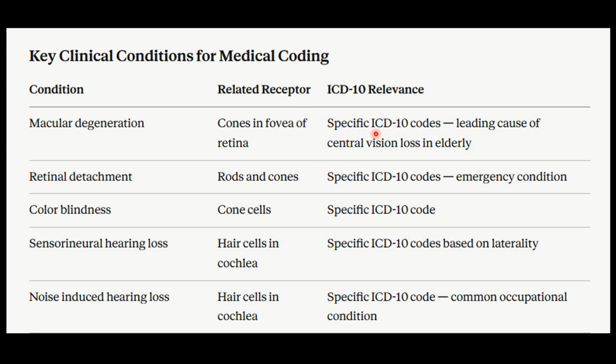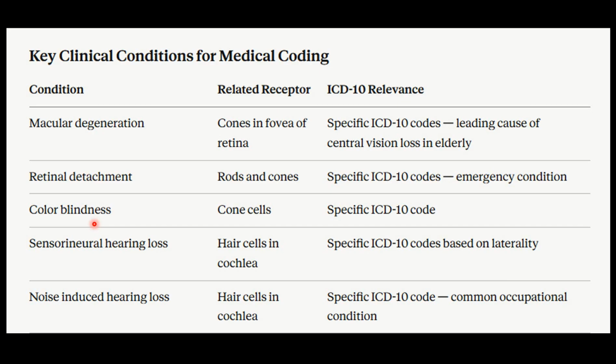For ICD relevance, we can say there are specific ICD-10 codes, and it is a leading cause of central vision loss in the elderly. Retinal detachment is the next condition. The related receptor is rods and cones. Specific ICD-10 codes are for this emergency condition. Color blindness is there, which is related to cones, and cell specific ICD-10 codes are there. Then we have sensorineural hearing loss.